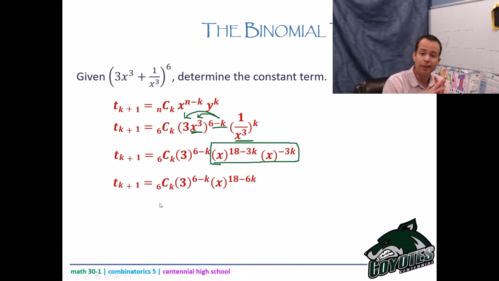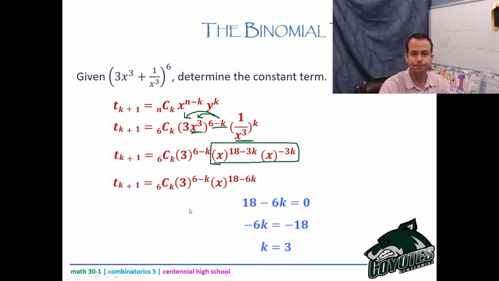Well, now I'm actually ready to figure out what k is, because we said the constant term has to have an exponent of 0. Okay, well, I've got all my x's together, simplified as much as I can, so now I know that 18 minus 6k has to give me 0. And that is enough information to figure out what k is. k has to be 3. The reason I know k has to be 3 is because that's the only number I could plug in for k and get out an exponent of 0. When I get x to the 0, my variables are gone and I'm left with the constant term. I'm left with just the number.